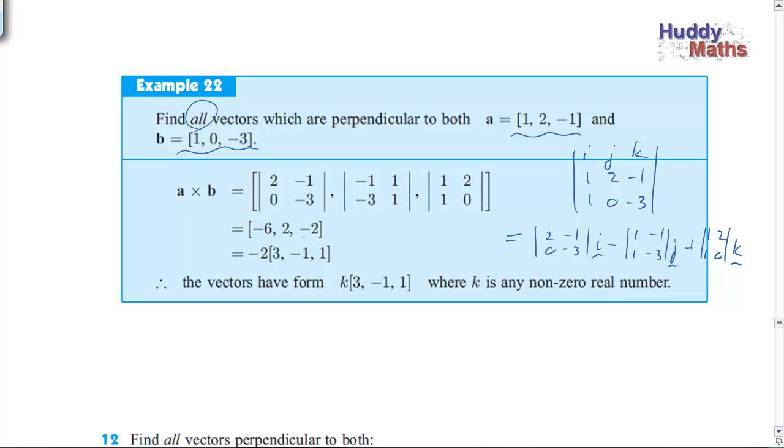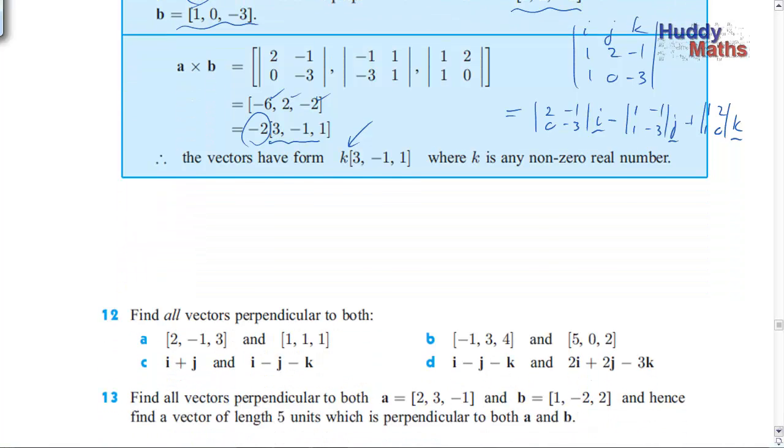And then doing those, you'll have neg 6, 2, neg 2, and you could take the neg 2 out the front. So the key direction vector is 3, neg 1, 3, and it could be any scalar multiple of that. All right, let's do some.